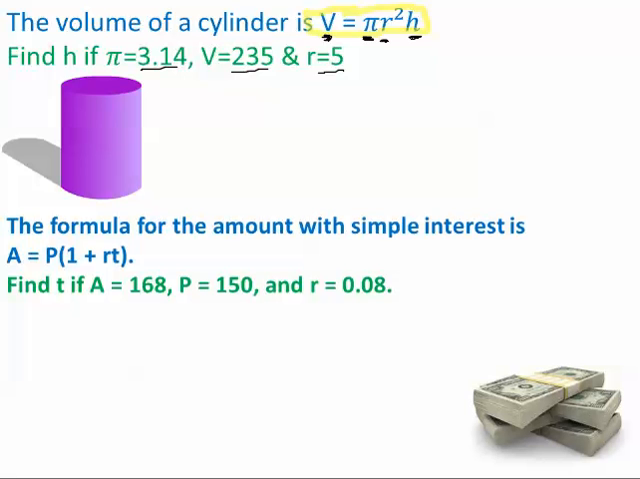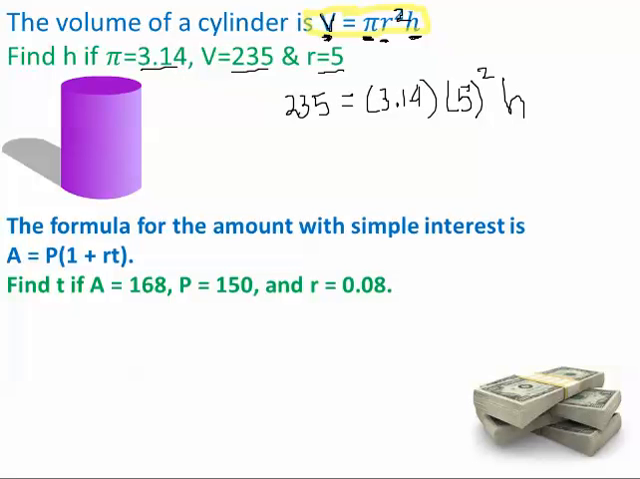Our volume is 235, so instead of the V, I'll put in 235. Then I keep my equal sign, and they tell me pi is 3.14, so I'll put in 3.14 for that. Then they tell me my radius is 5, so I'll put the 5 in, and notice I have to square it because the formula says I should square it. And then they want me to find the height. Can I do that? Of course I can, just a little bit of math.